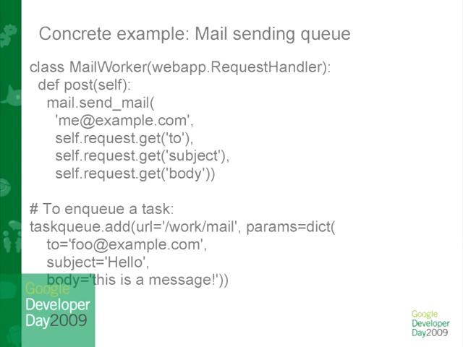So on the top, this is in Python. On the top, we have a standard request handler for HTTP requests. It takes a post method. And then what it does is it takes three parameters, to, subject and body, takes those from the request, and then puts them in a mail message. It's really simple. Just sending an email. That's all we're doing.